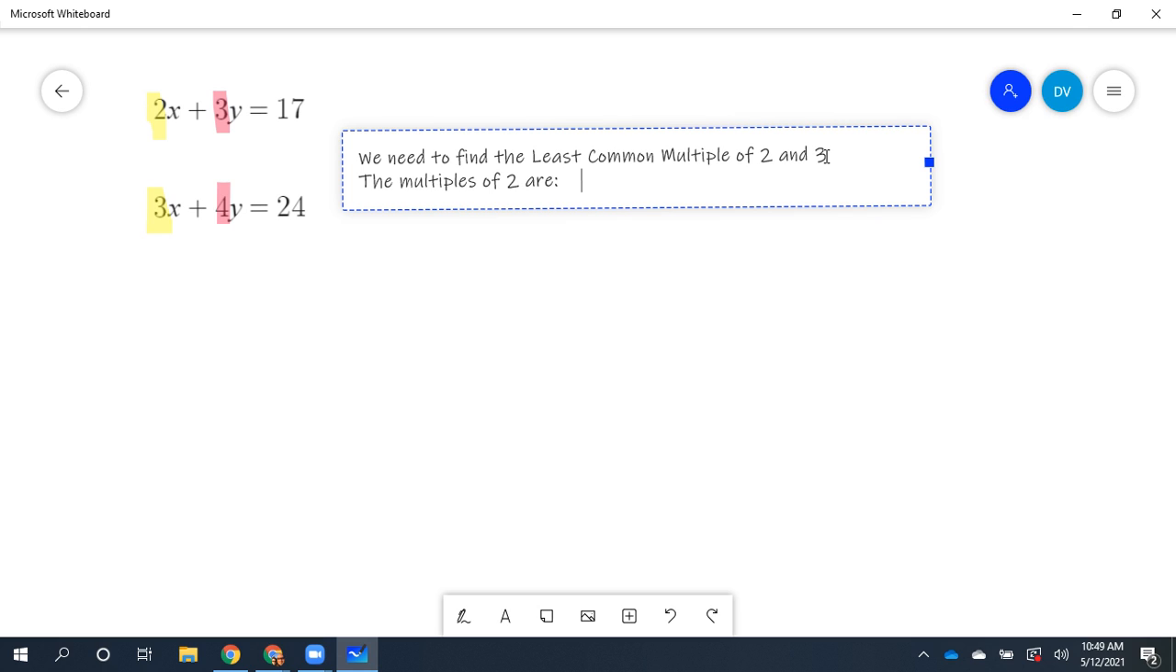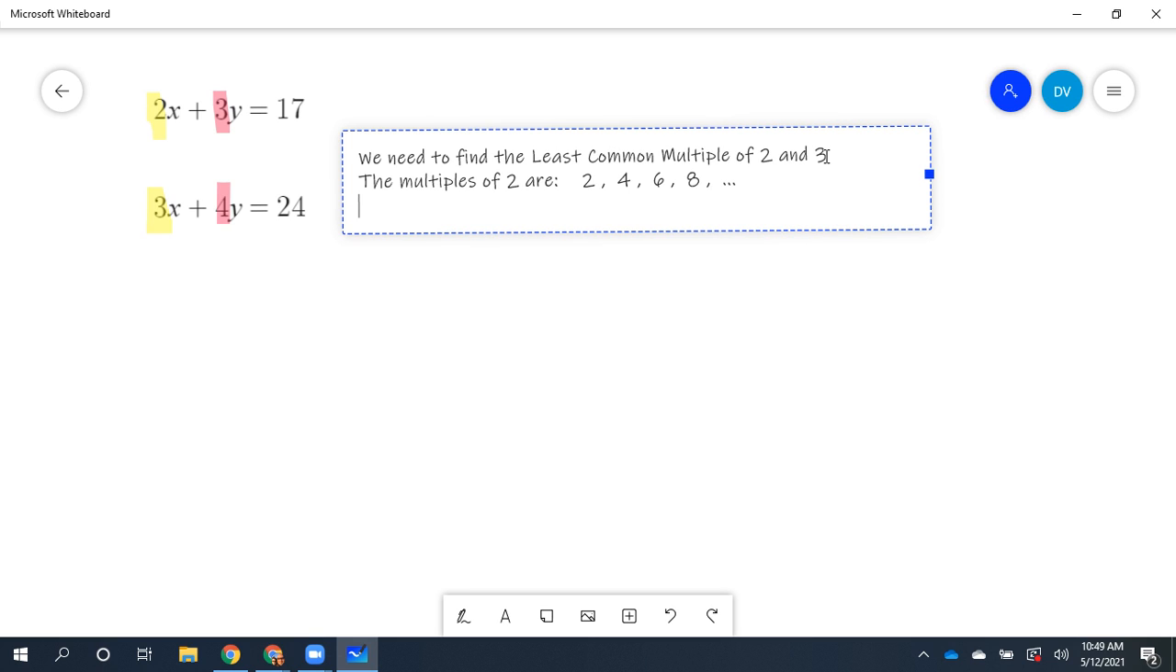Well, 2 times 1 is 2. 2 times 2 is 4. 2 times 3 is 6. And you just count by 2s also. 2 times 4 is 8. And we could just keep going, but I'm going to stop there.